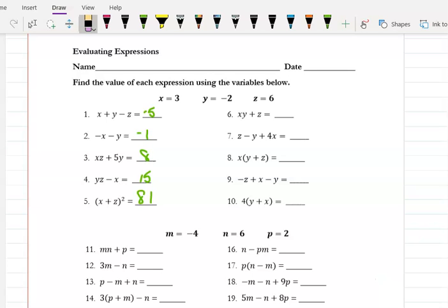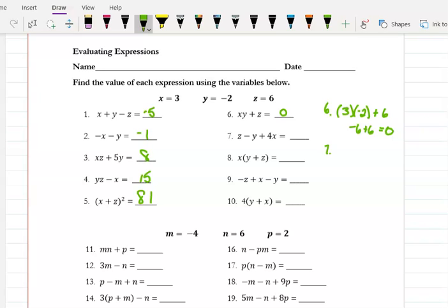Okay, so let's take a look at number 6. Number 6 is x times y, so 3 times -2 plus z is 6. So we have 3 times -2 is -6 plus 6, and that's the opposite of each other, or additive inverses, which means 0.